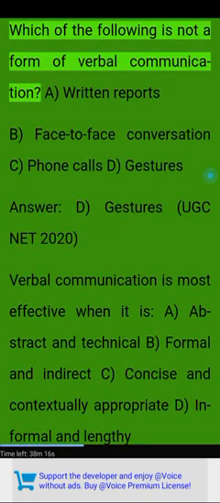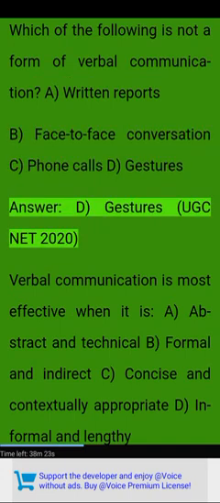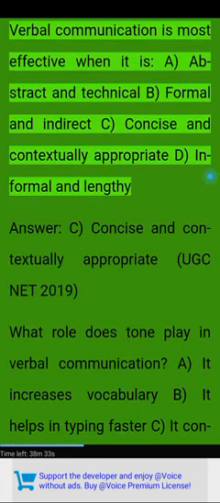Which of the following is not a form of verbal communication? A. Written reports. B. Face-to-face conversation. C. Phone calls. D. Gestures. Answer: D. Gestures. UGC-NET 2020.